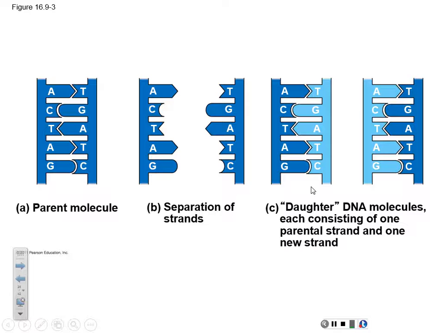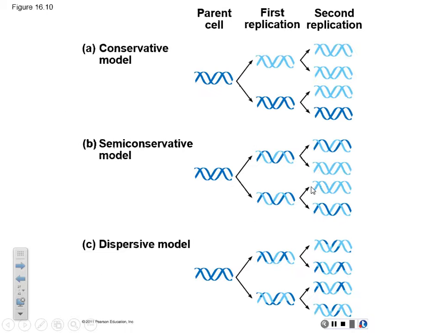This is as an alternative to the idea that, so they predicted other alternatives. I think I have pictures. Let me see. Yeah, so this is the Meselson-Stahl experiment. So what they were suggesting is that it would be a semi-conservative approach.